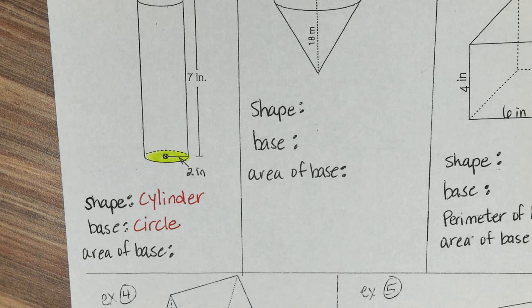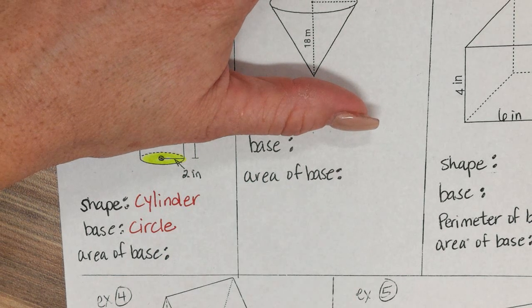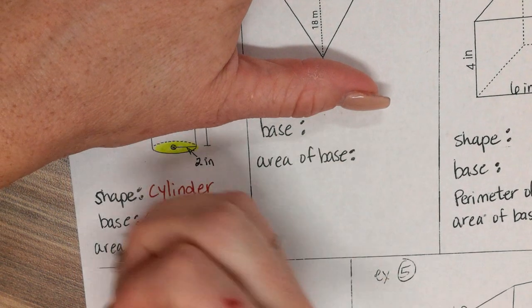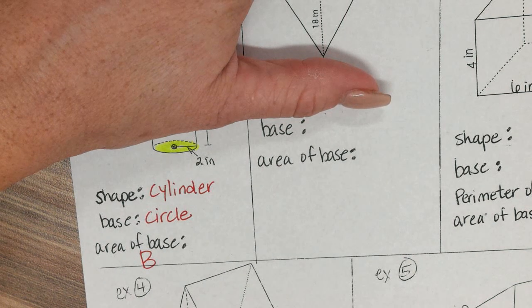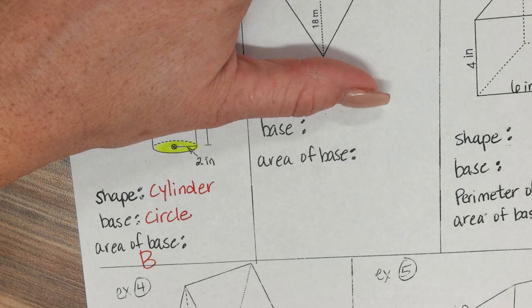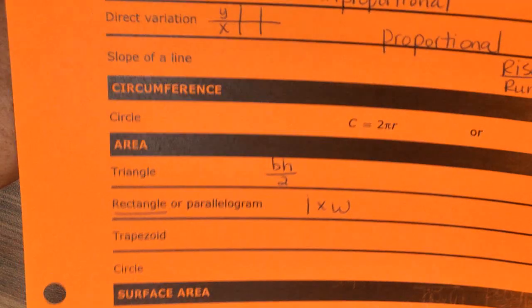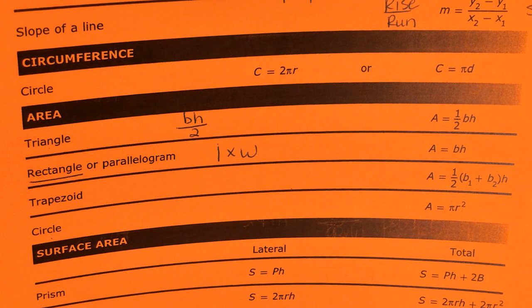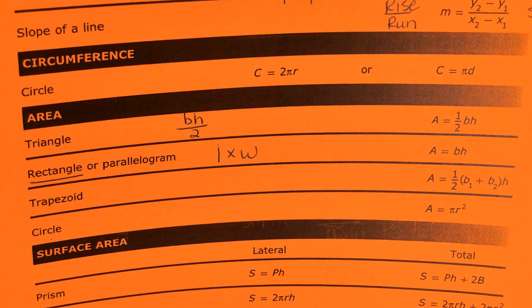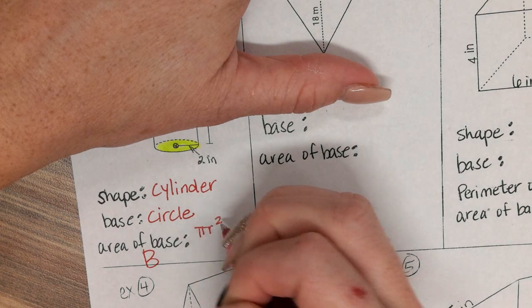Now, you are only looking at the circle. So don't even look at the rest of the shape. It wants you to find big B, the area of the base. Because what does big B mean? Area of the base. So you go to the section on your star chart that says area. What shape are we looking for? Circle. What's the formula? Write that down. Pi r squared.